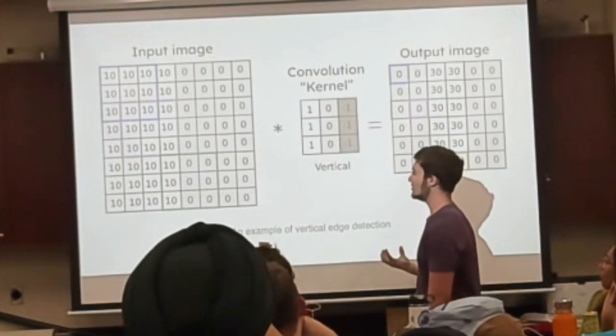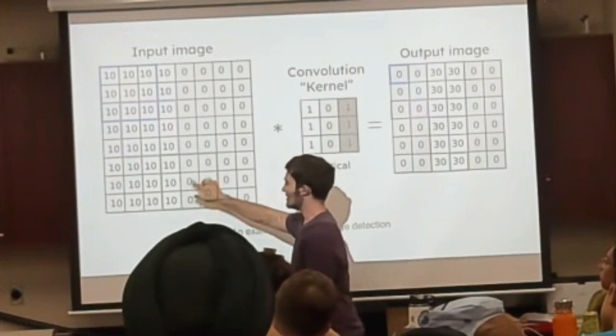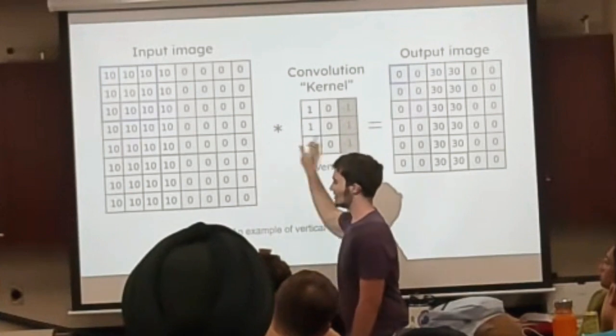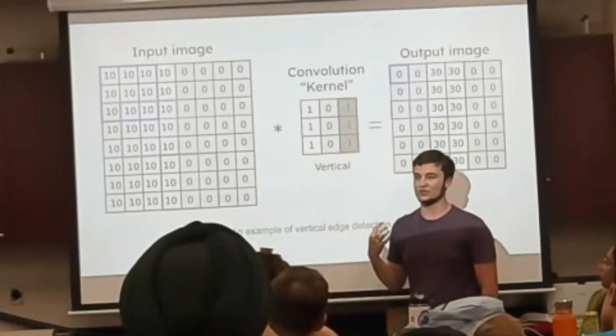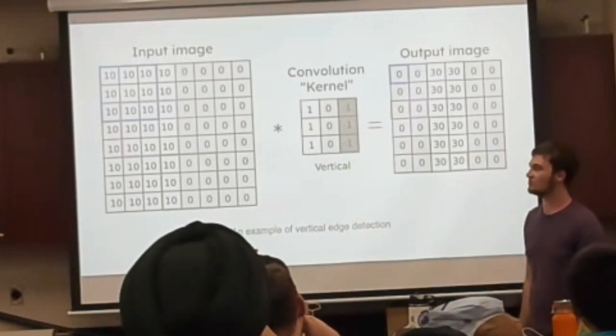However, when I put the convolution on the green box, we end up with 10 times 1, 10 times 1, 10 times 1. But on the right side, we have 0 times negative 1, 0 times negative 1, 0 times negative 1. So the total sum there is 30.